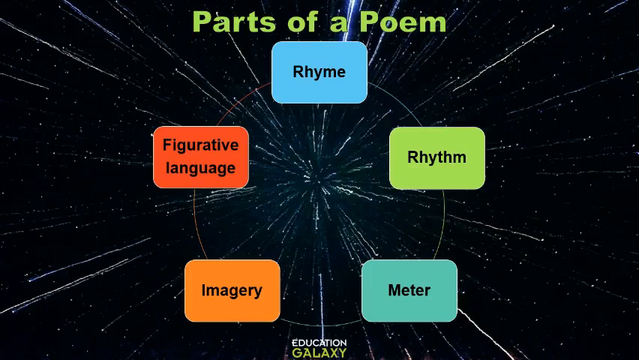Imagery, like image, is making a picture with words. Because a poem has fewer words than a play or a story, it uses strong, exciting language like similes or metaphors. It uses figurative language to make the language very exciting.